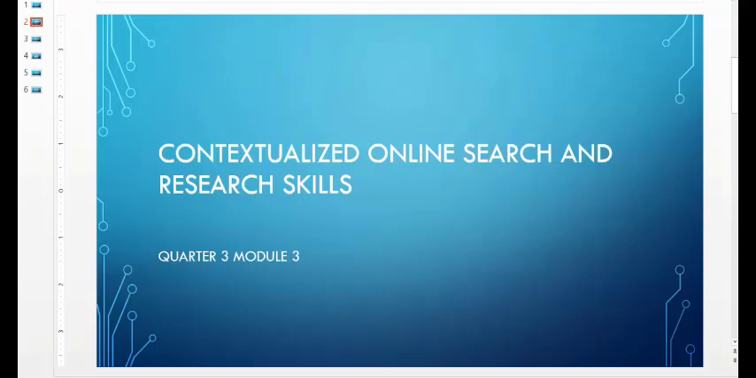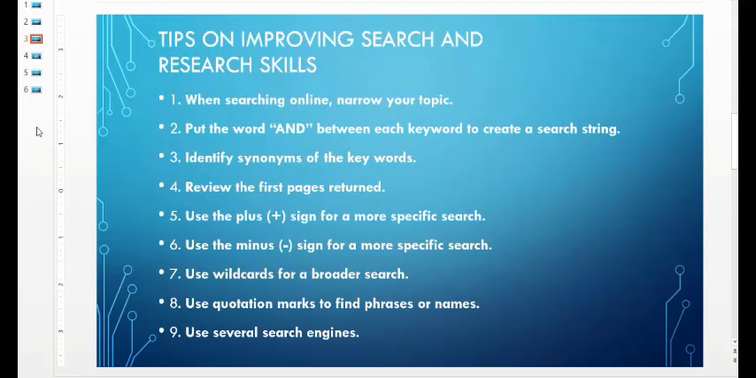So again, going back to the objective, why are we learning contextualized online search and research skills? It is for you to develop research skills wherein you can get the information necessary for a specific situation. That is the main goal for this module. So we have here tips on improving search and research skills.